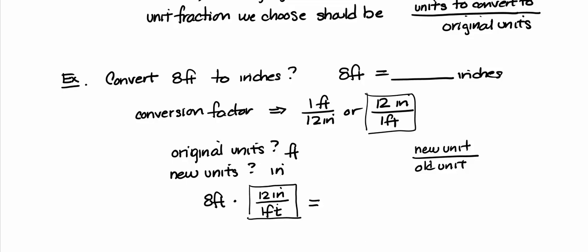And the reason we can do this is, if you take chemistry and other physical sciences, this is called dimensional analysis. We're basically crossing out the feet because they cancel each other out. You can think of this as really 8 over 1. So we have 8 feet, the feet cancel, and then we simply have 8 times 12, or 96 inches.